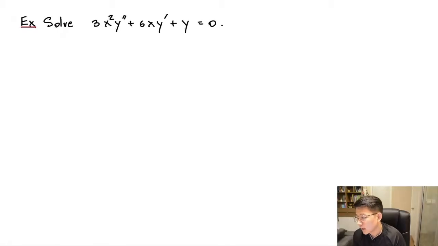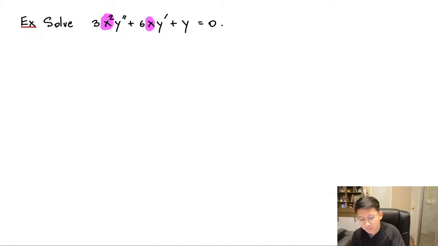Here, this example, as you can see, is Cauchy-Euler, right? It's x squared second derivative, x first derivative, and no x equals 0. But here we can't solve it using the characteristic equation, right? Because for section 3.1, the coefficients need to be constants. They need to be constants, but here they aren't.